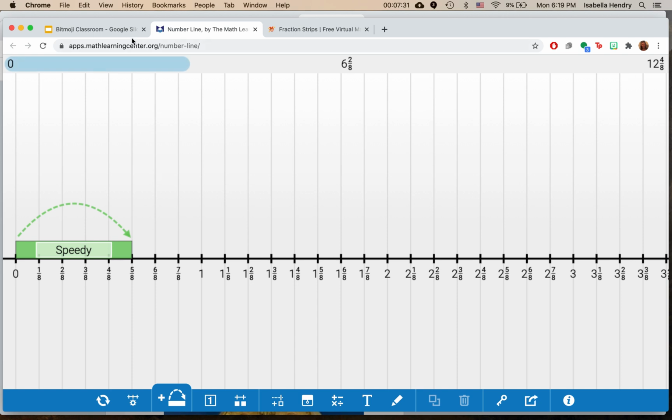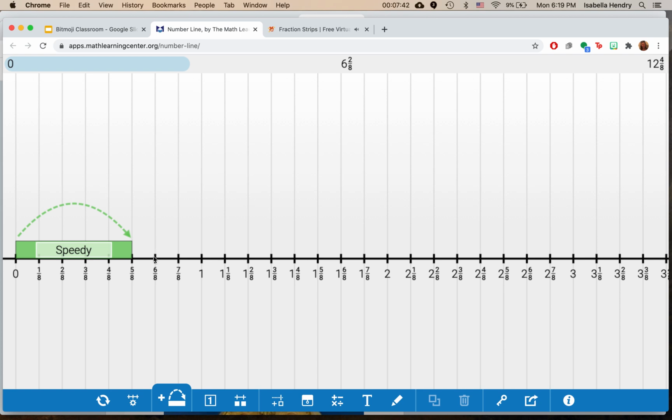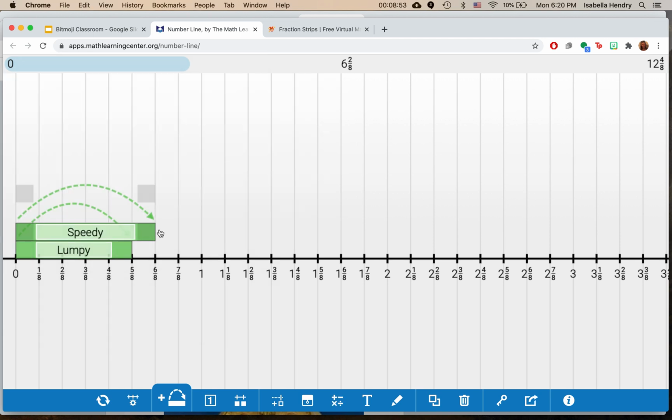Then I have to think about, okay, I know that the other dog sleeps 3/4. How many eighths is that? And I know that that's 6/8. So I could make another one on here, and I could call this one, it's going to go to 6/8. Ooh, I mixed them up, huh? That's Lumpy. I can see that Speedy sleeps 1/8 longer than Lumpy.